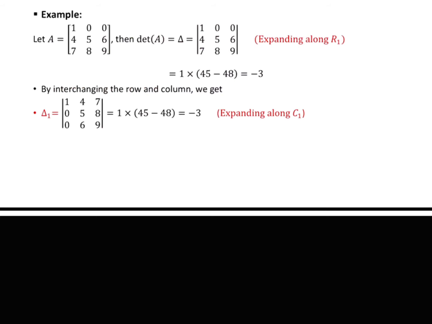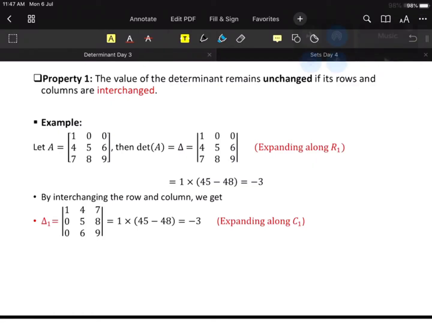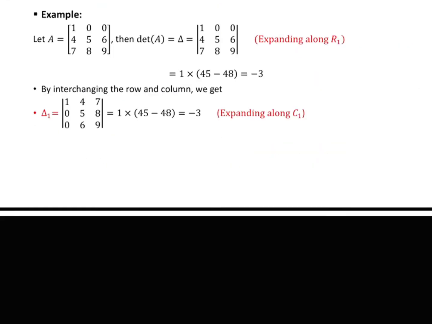So today we're gonna discuss properties of determinants. There are basically 6 properties of determinants, and we'll start with property number 1. The value of the determinant remains unchanged if its rows and columns are interchanged. So one thing, rows and columns are interchanged.